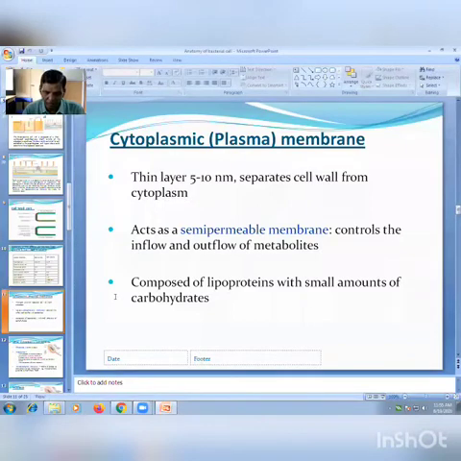There are two types of lipids, glycolipids and phospholipids. Phospholipids are more in number as compared to glycolipids. The amount of phospholipid is more. The cell membrane is also a bilayer, having two layers. The phospholipid has a phosphate group, so the head region consists of phosphate, while the tail region consists of carbohydrate.